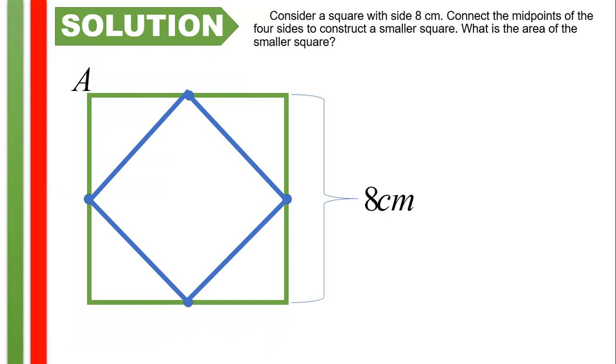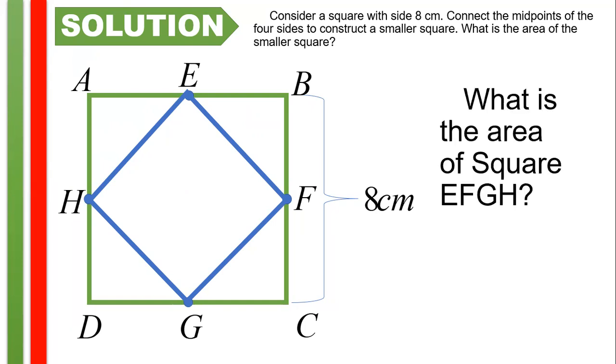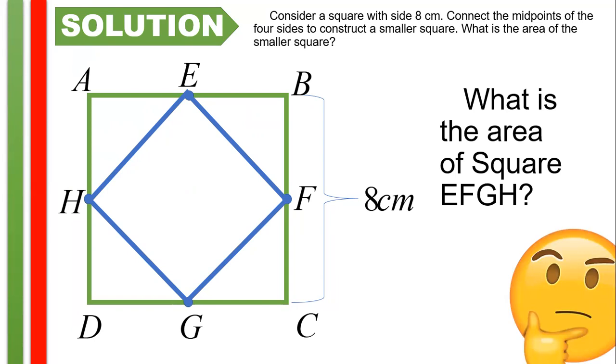Let's say this square has vertices A, B, C, and D, and that the smaller square determined by connecting the midpoints has vertices E, F, G, and H. So we are asked, what do you think is the area of this smaller square? What is the area of square EFGH? And that is the question that we are trying to answer.